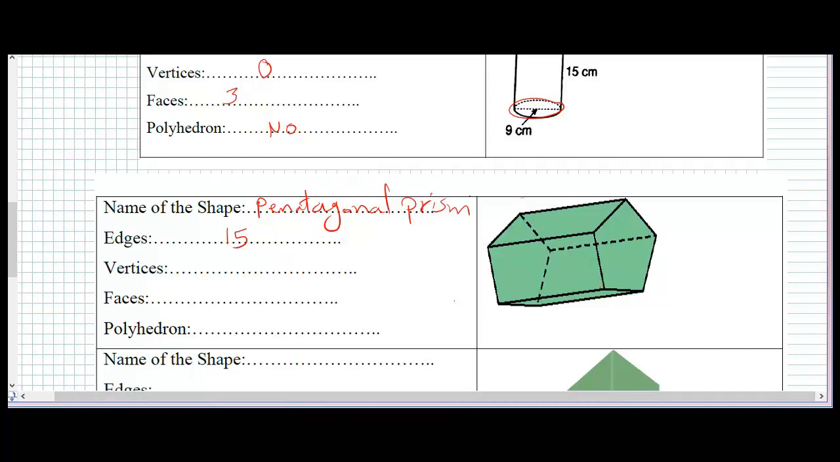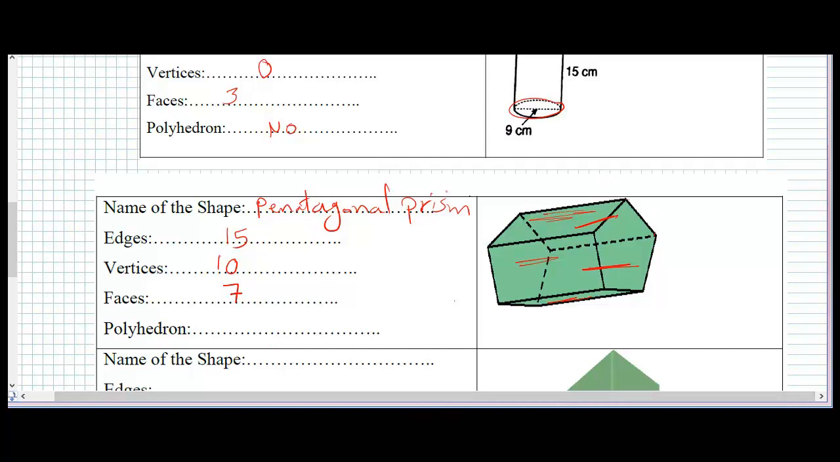How many vertices? We have 1, 2, 3, 4, 5, and 1, 2, 3, 4, 5. 5 and 5 means 10. How many faces do we have here? We have two bases, and on the sides we have 1, 2, 3, 4 here and 5 here in the back. So 5 and 2 bases mean 7 faces.